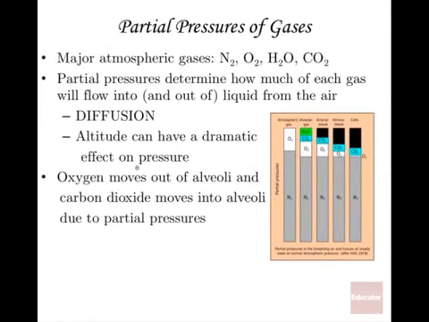Partial pressures of gases is what actually gets gas in and out of the alveolar sacs in your lungs, and getting it into your lungs for that matter. The major atmospheric gases, if we look at the big four: nitrogen gas, oxygen gas, water vapor, and carbon dioxide. Nitrogen gas is about 78% of the atmosphere. Oxygen gas is close to 21%. And the rest is these two and other ones that make up a tiny percentage of the atmosphere, like argon, etc. So partial pressures determine how much of each gas will flow into and out of liquid from the air.